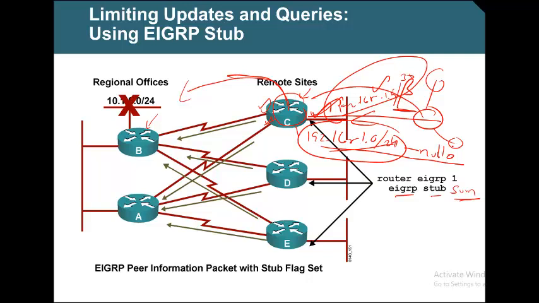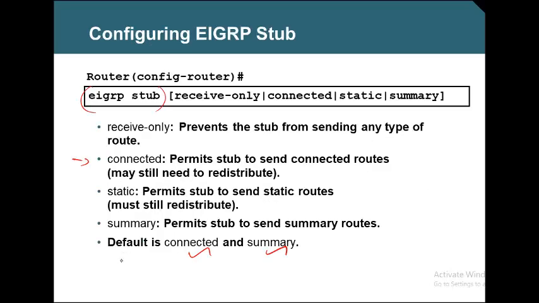What is static? When I say EIGRP stub static, if I have a static route here, IP route L.K.J.H go via F0/0. So I have a static route for a network called LKJH. And I have redistributed the static route. Have you done redistribution?